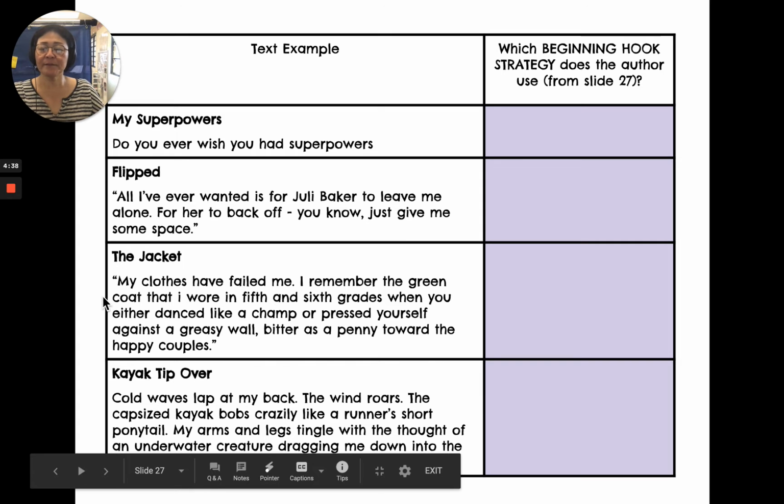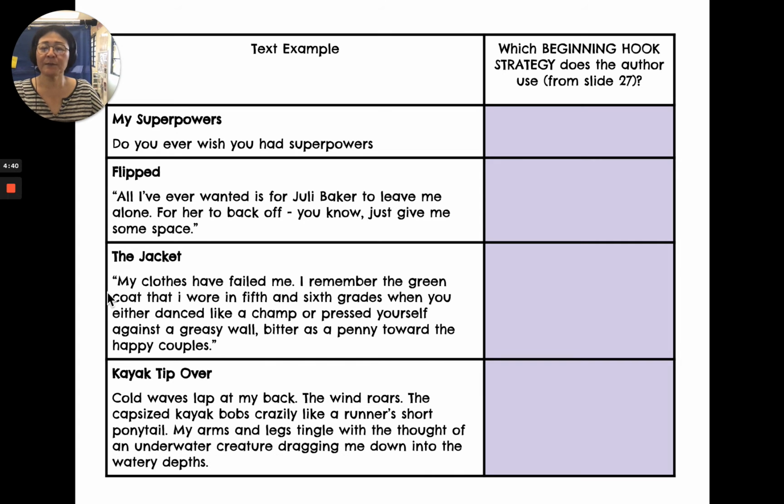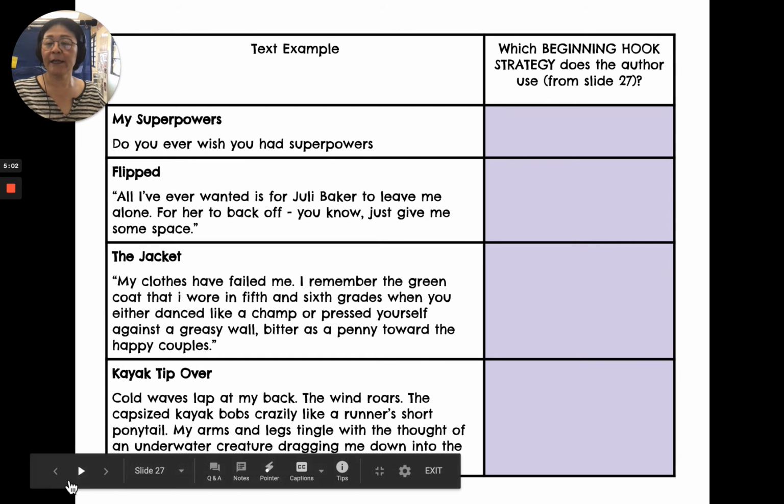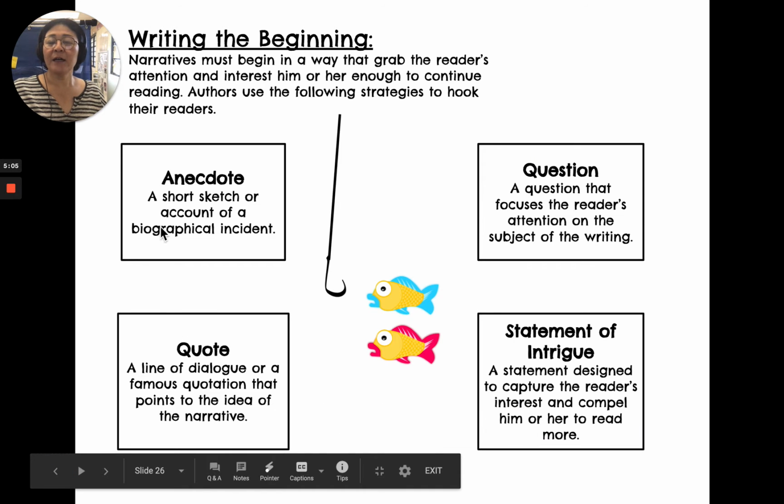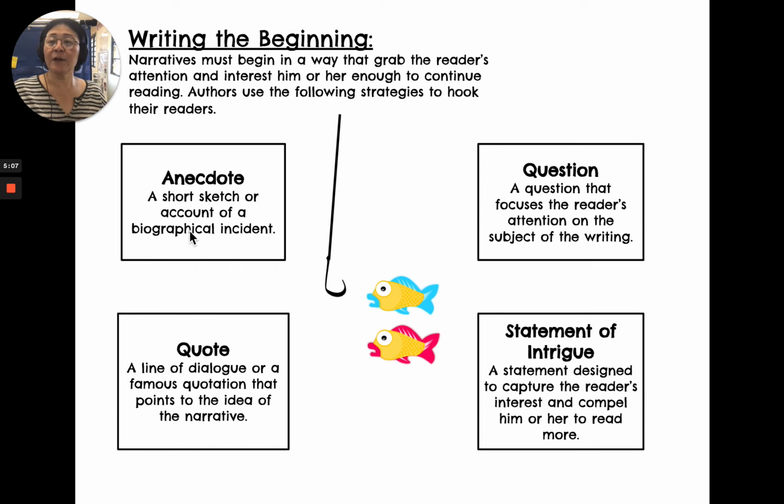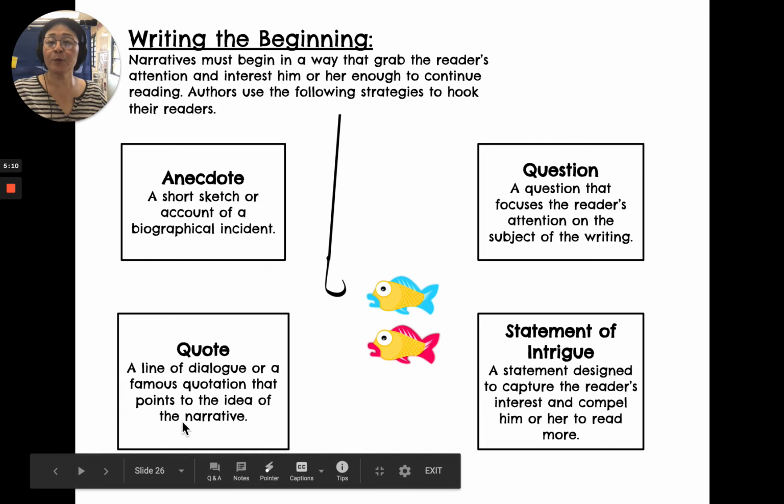Next, from The Jacket: "My clothes have failed me. I remember the green coat that I wore in 5th and 6th grades when you either danced like a champ or pressed yourself up against a greasy wall, bitter as a penny toward the happy couples." This is similar to Flipped in that if we had to name the beginning hook strategy, it would be an anecdote and a quote. Again, a short sketch or account of something that happened, and then because there were quotation marks, it could be considered a quote as well.